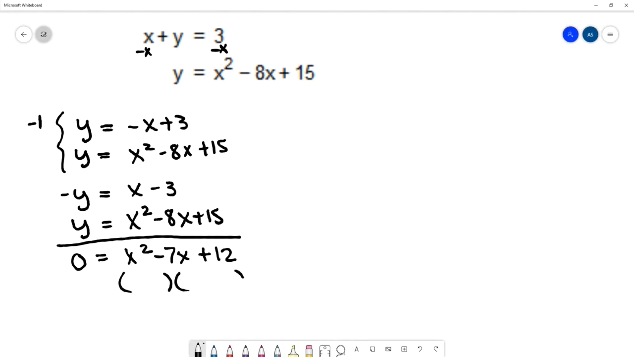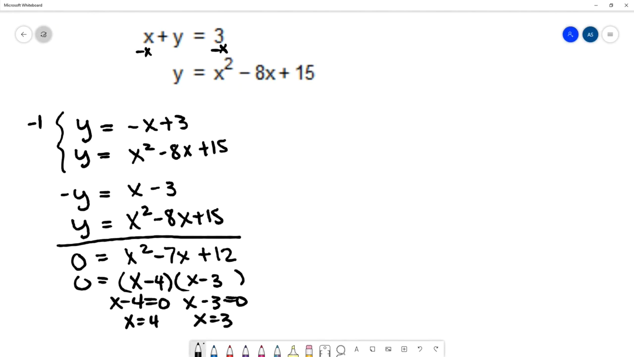So this equation can be factored to (x minus 4) times (x minus 3). We get x minus 4 equals 0, x minus 3 equals 0. We get x equals 4 and x equals 3.